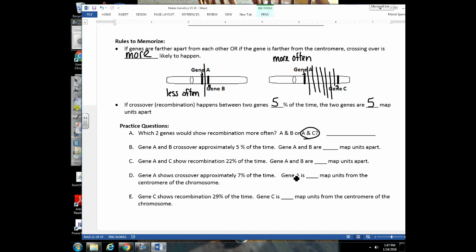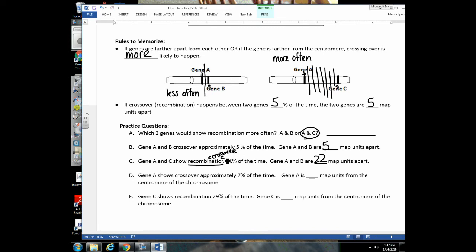If gene A and B cross over approximately 5% of the time, then we already stated gene A and B are going to be 5 map units apart. Gene A and C show recombination 22% of the time, 22 map units apart. And you just need to remember that recombination equals crossing over, means the same thing.